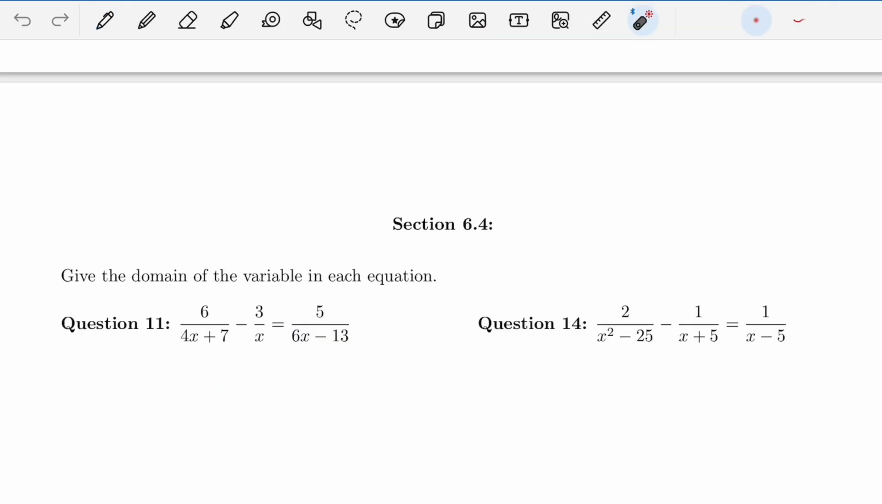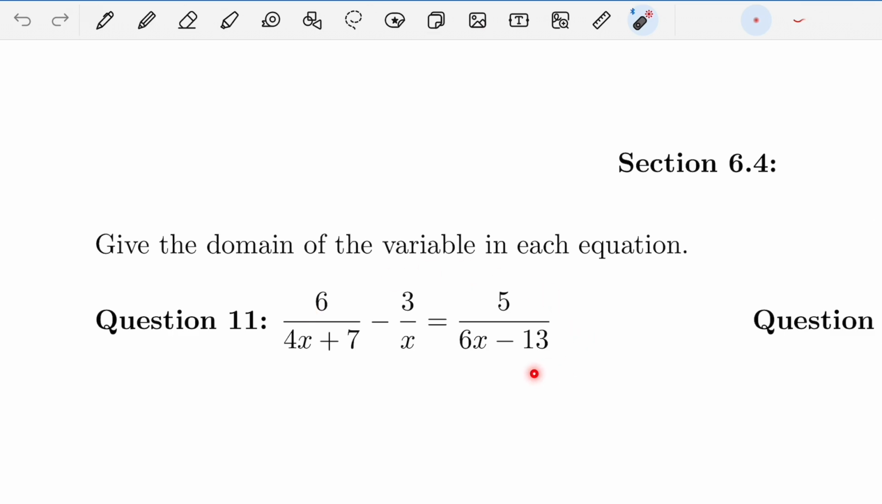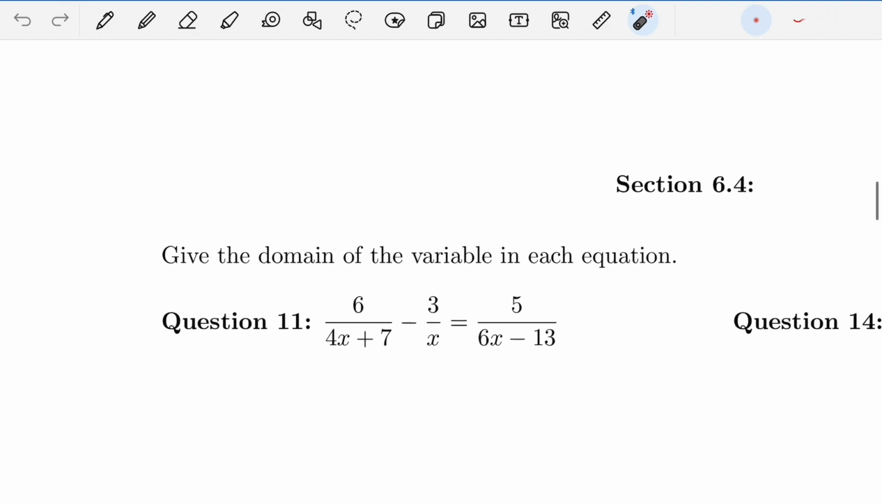Alright, so this brings us to section 6.4, where we're going to be solving rational equations. But first, in questions 11 and 14 here, what we want to do is give the domain of the variable in each equation. Now notice in question 11 here, this is a rational equation, and we know that this is going to be undefined whenever we have a division by 0. So what we need to do is figure out for which x values will make each of these rational expressions here a division by 0.